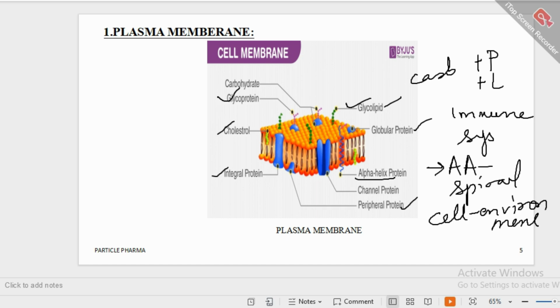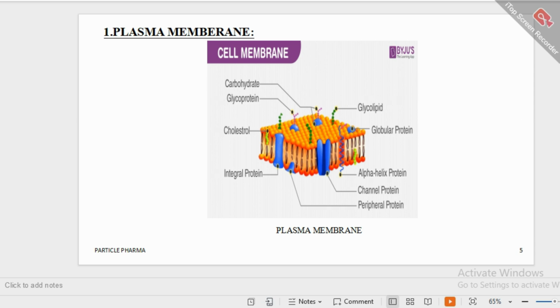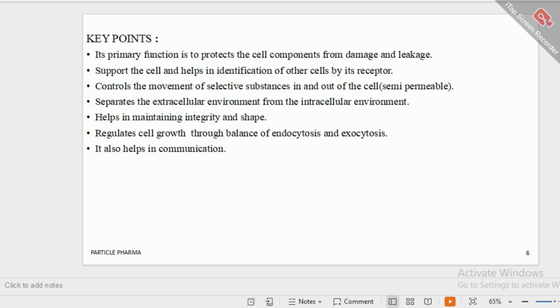Cell to environment. By this, the cell membrane is completed. Next, we will see the key points of the cell membrane. Its primary function is to protect the cell components from damage and leakage. The cell membrane protects the cell environment from the outside environment, from damage and leakage.